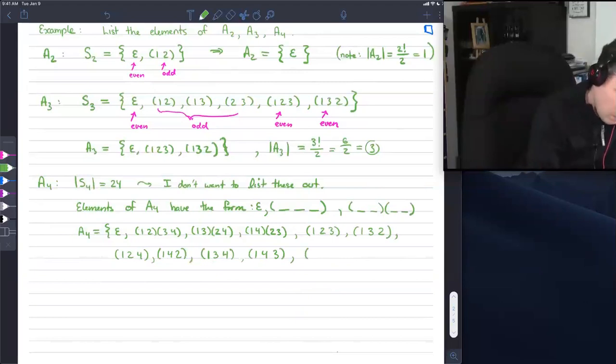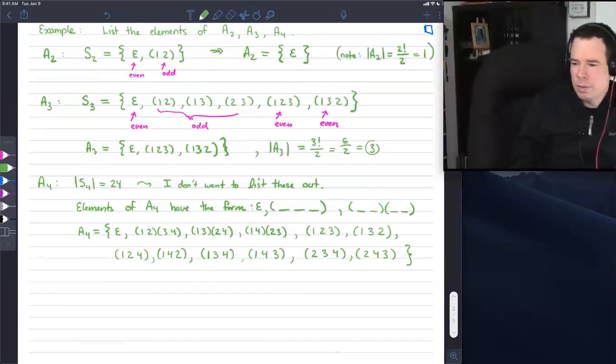And so what's left is the ones that don't involve the number 1. So that's a 2, 3, 4, or a 2, 4, 3. And that's it for the 3 cycles. And that gives us our 8 that we were missing. And so there's all of A4. A4 consists of 8 3 cycles, 3 products of 2 2 cycles, and the identity.